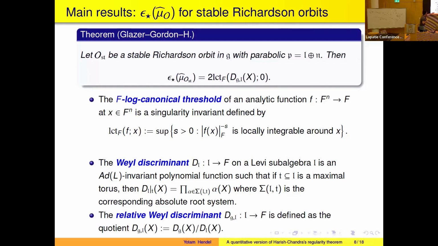Good. Okay, and this is the last claim I didn't commit, but yeah, the relative Weyl discriminant is just the quotient of these two Weyl discriminants.